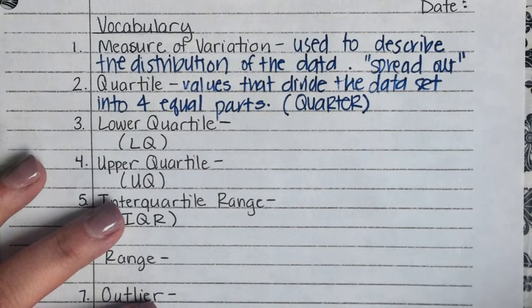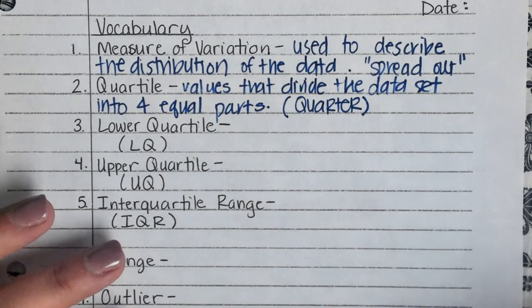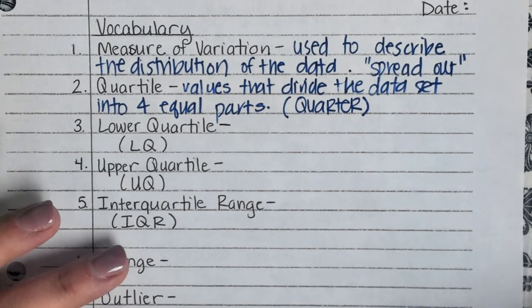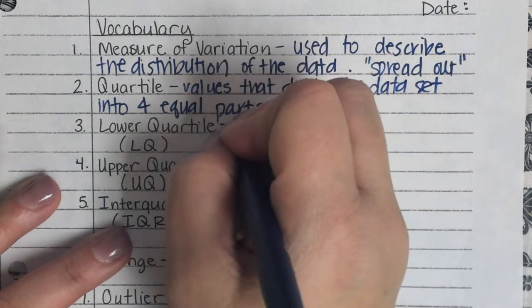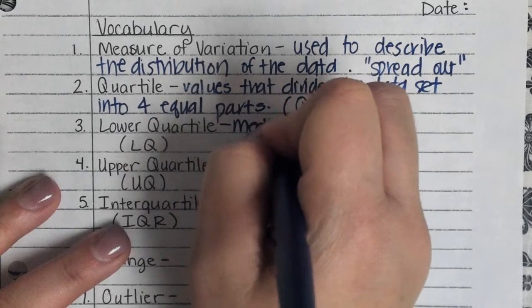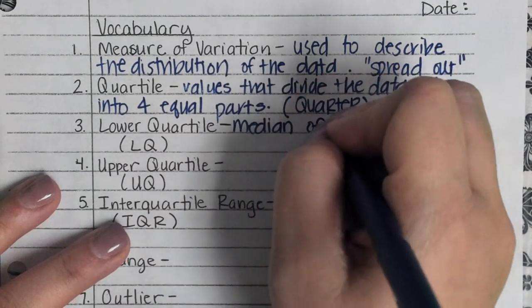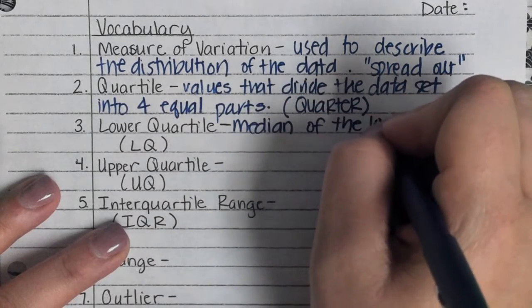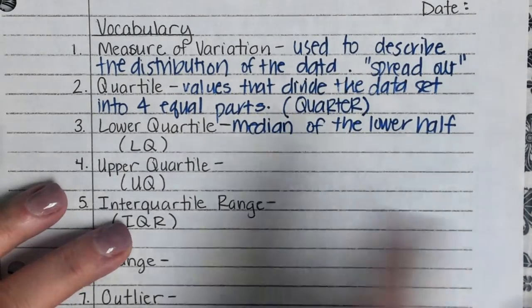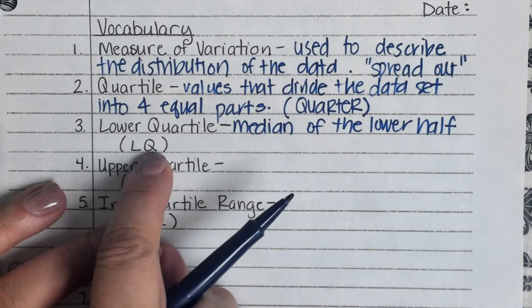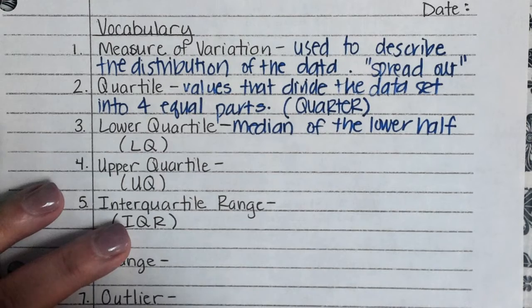Okay, Copeland, read that one for us. Lower quartile. The median of the lower half of a set of data is the lower quartile. Okay, so we're going to say median of the lower half. And you can abbreviate that LQ. We're not going to be writing lower quartile every time. We're going to refer to that as the LQ.